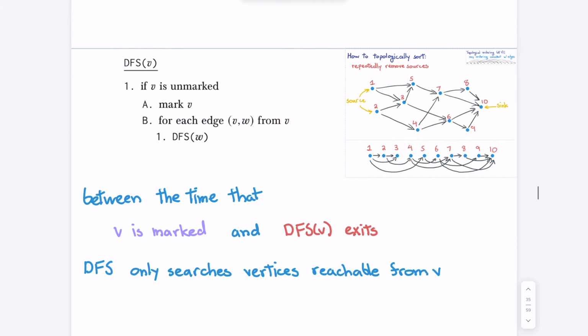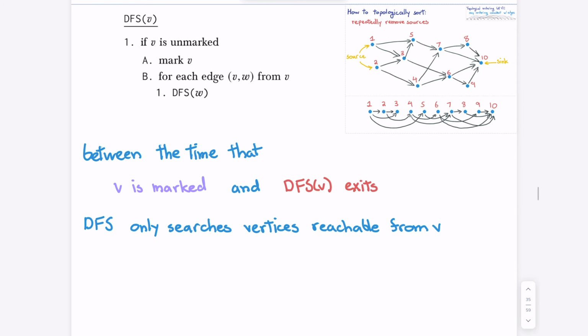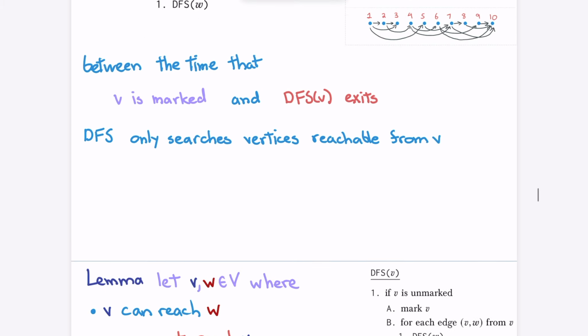On the other hand, we just showed that if I call DFS from any starting vertex and consider any intermediate vertex V, between the time that V is marked and DFS of V exits, DFS will only search the vertices that are reachable from V. I think that's kind of given from looking at the code.